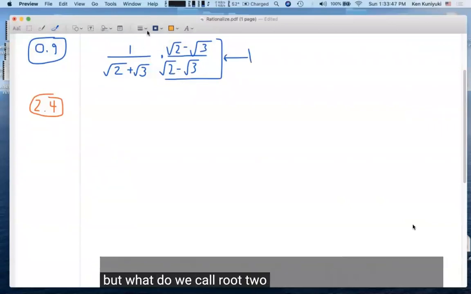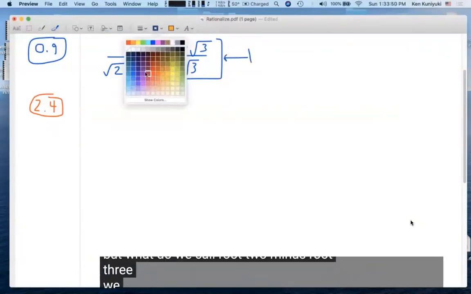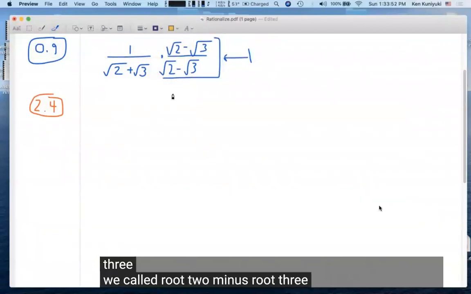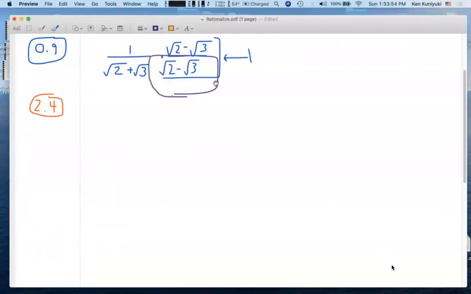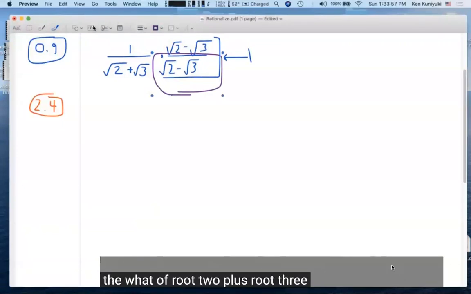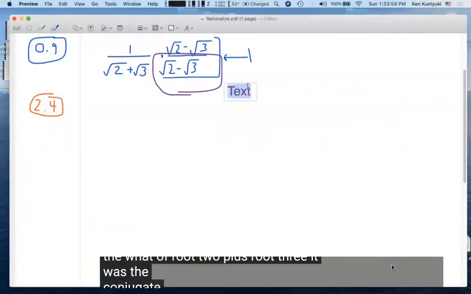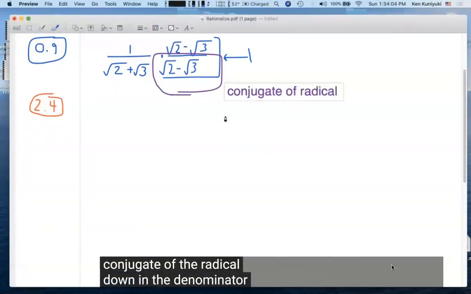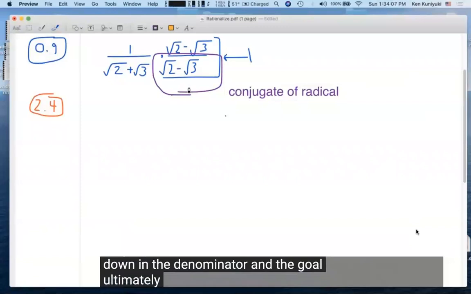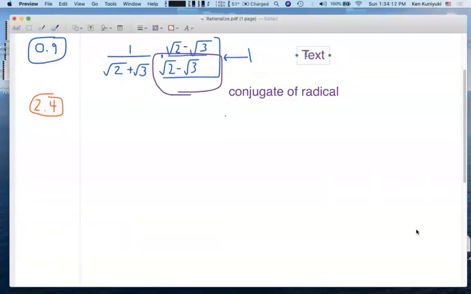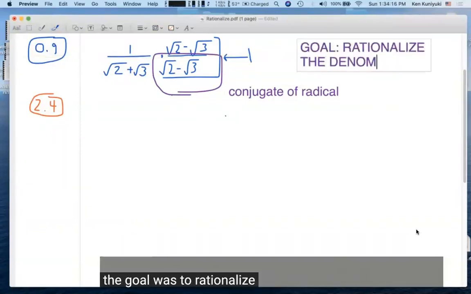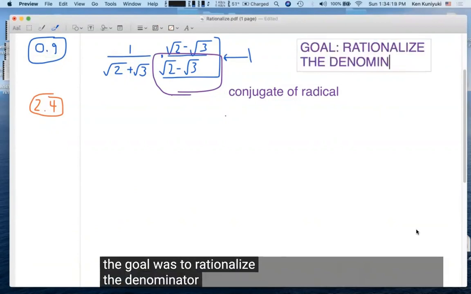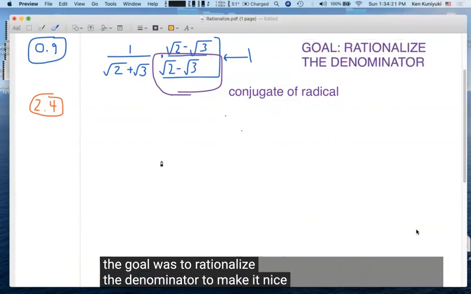But what do we call root 2 minus root 3? We called root 2 minus root 3 the what of root 2 plus root 3? It was the conjugate of the radical in the denominator. And the goal ultimately was to rationalize the denominator, to make it nice.